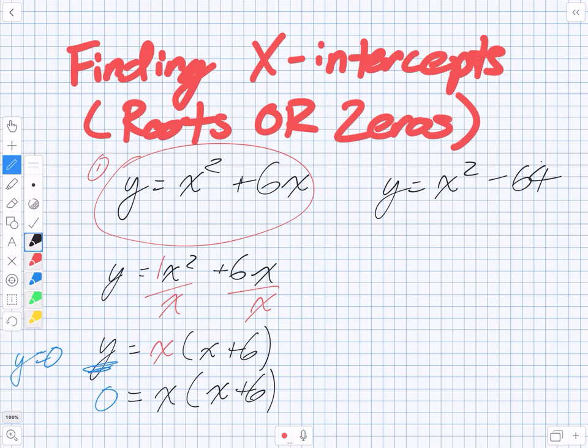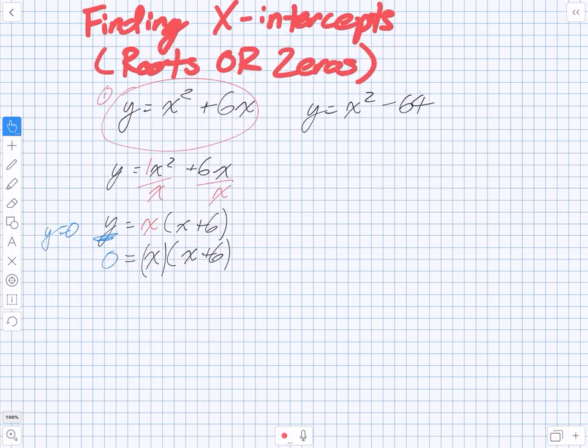Think of this like it's in its own set of brackets, and these are two different terms. Here's term 1 in this bracket, and here's term 2 in this bracket. If we multiply them together, we get a 0. The only way to do that is if one of these is 0, we just don't know which one.